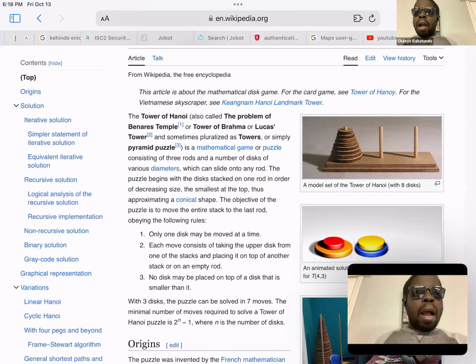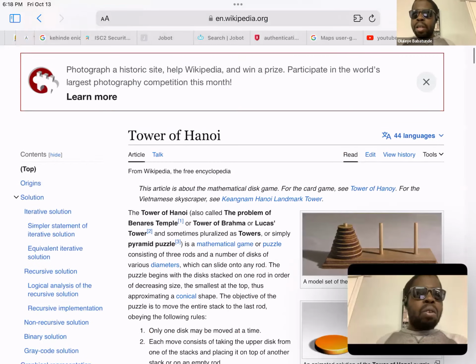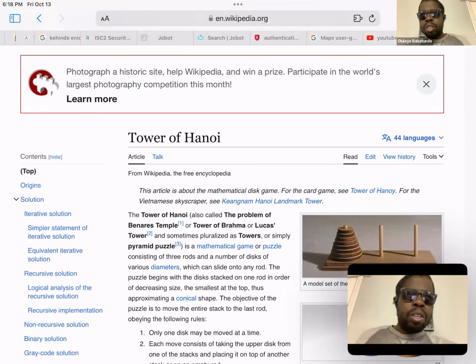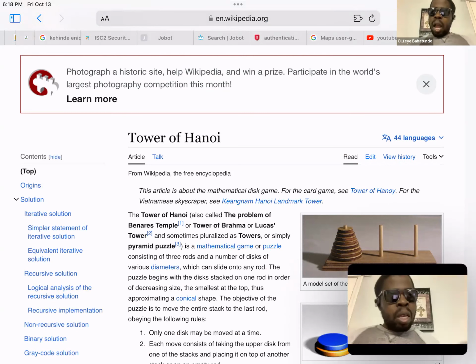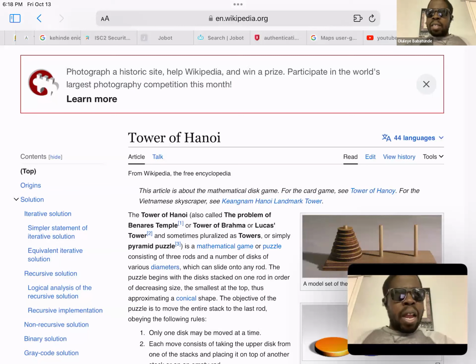Now I'm going to show us the meaning of the game. So, the Tower of Hanoi. Now I'm looking up the definition from Wikipedia. The Tower of Hanoi is a game. As you can see right there, it's also called the problem of Benares Temple, or Tower of Brahma, or Lucas' Tower. And it's sometimes pluralized as towers, or simply the pyramid puzzle.